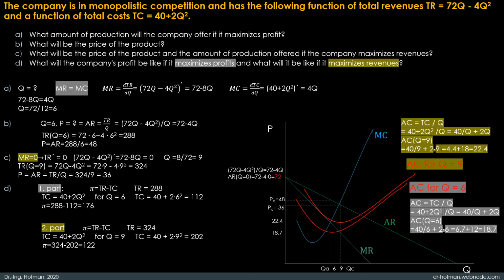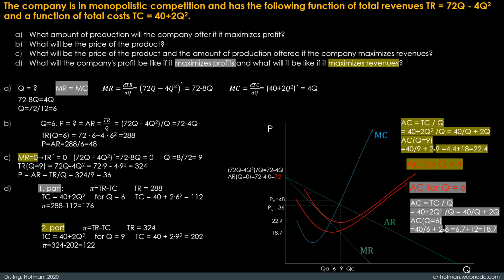There, the MC curve again meets the MR curve in this point, which is 6. B question asks me, what will be the price of the product? So we know optimum quantity is 6, price is searched for, and you also know that price should be the same as average revenue, which we calculate like total revenue over Q. Total revenue is given with the expression 72Q minus 4Q squared.